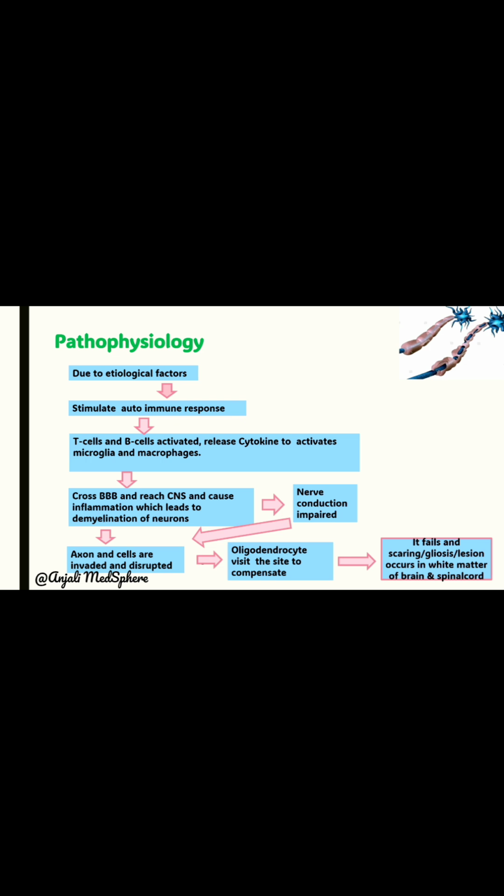All these are pointing to the same thing. The scarring is what is shown as lesions or plaques. So it finally reaches that stage. It is seen in the white matter of the brain and the spinal cord, and finally neuronal loss results. So this is the pathophysiology behind multiple sclerosis.